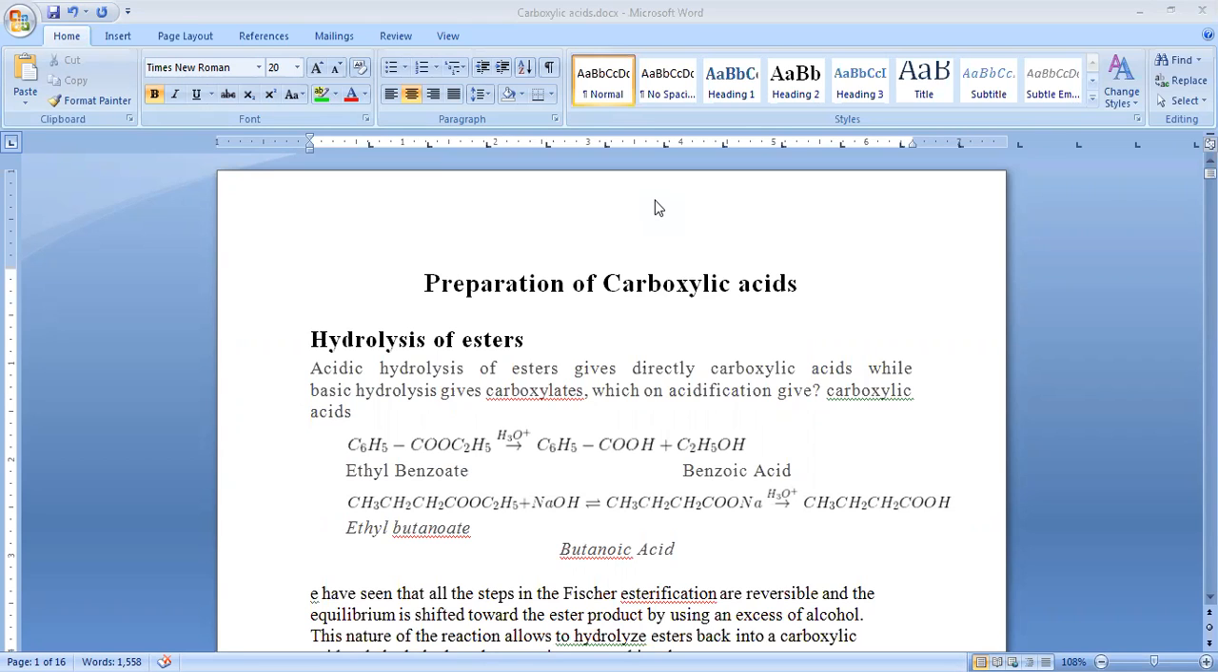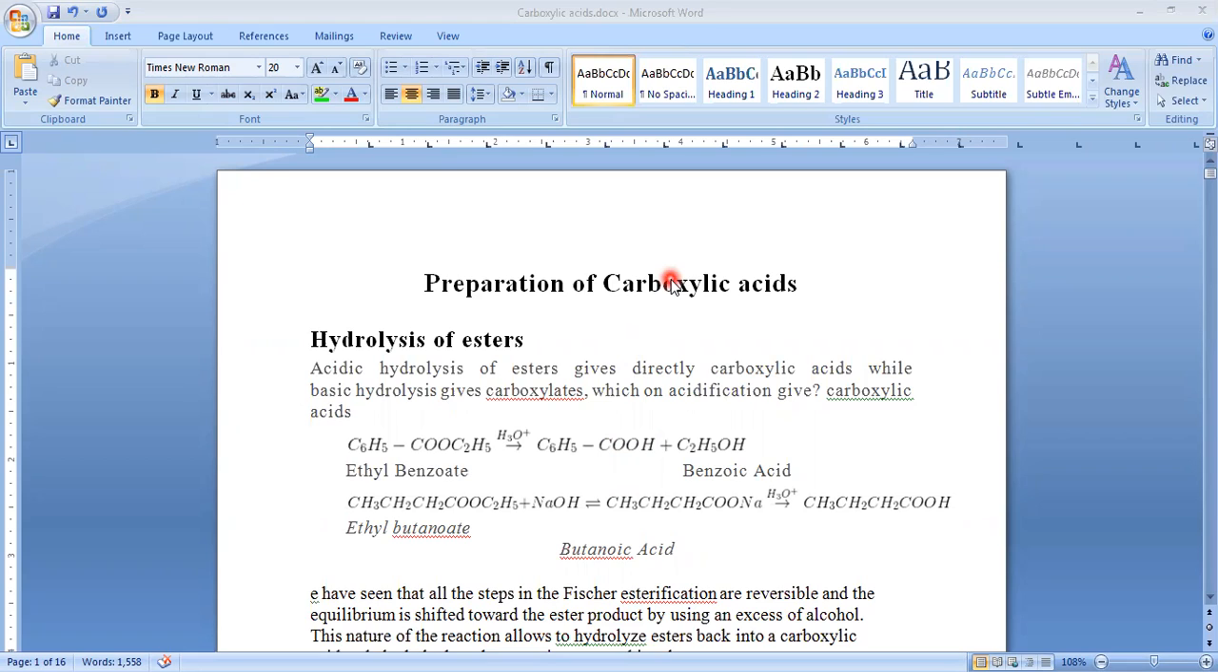Before going to the preparation, what do you know about carboxylic acid? What are carboxylic acids? A carboxylic acid is an organic compound which has COOH. This is the COOH functional group. Such organic compounds are known as carboxylic acids, the organic compounds which have a functional group like COOH.